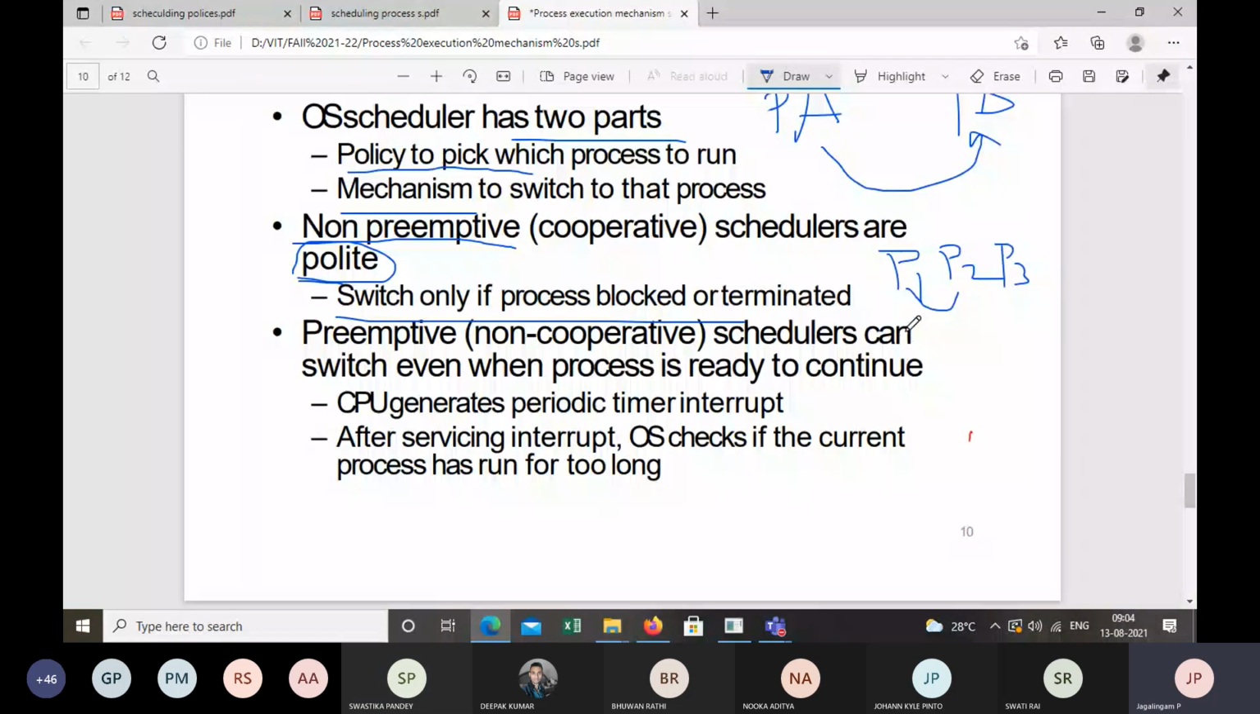That is, when the process P1 is terminated, or when the process P1 is blocked, only in that situation will this scheduler move from process P1 to P2. Okay. The next scheduler is called the preemptive, or non-cooperative, scheduler.